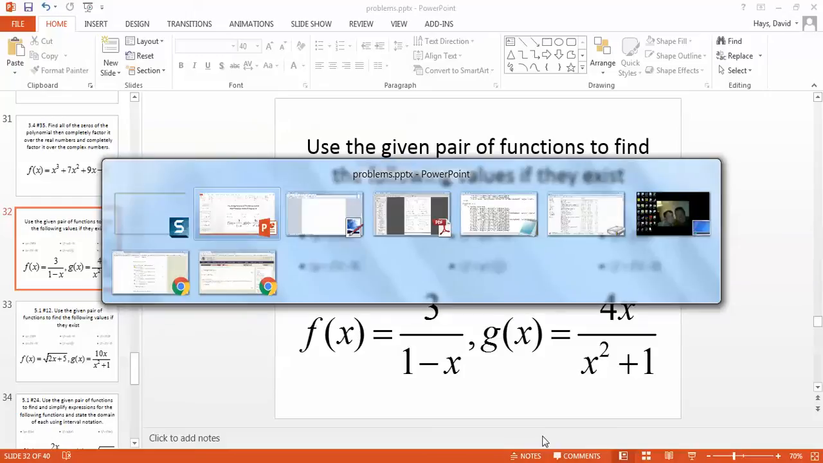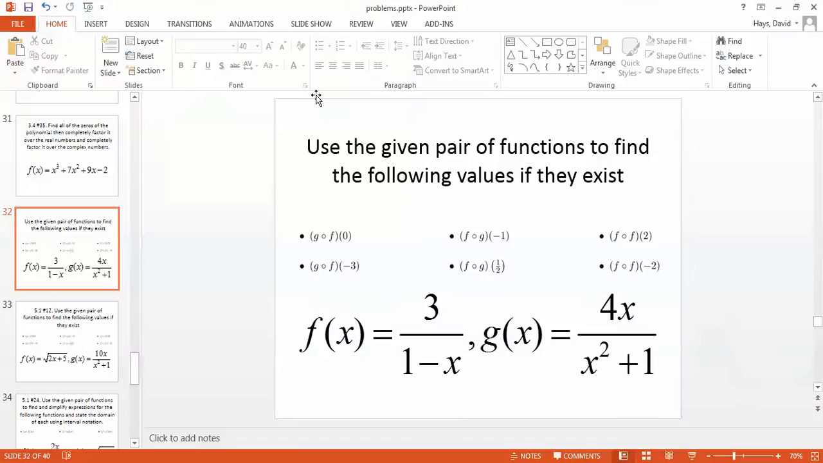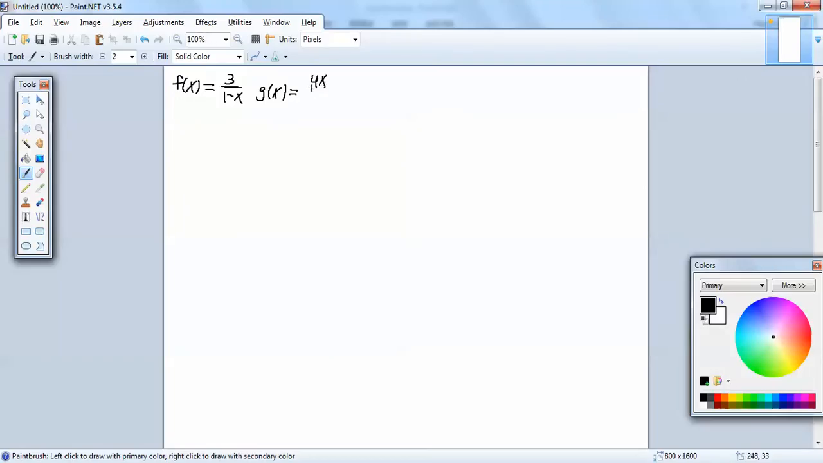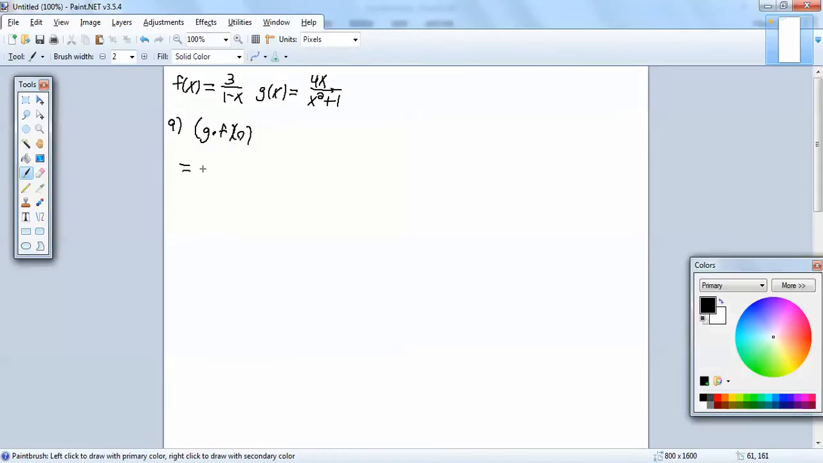Let's take a look at this problem. We got f of x is equal to 3 over 1 minus x. And we got g of x is equal to 4x over x squared plus 1. And part A. We want to find the composition of g and f of 0. So I'm going to rewrite that as g of f of 0.